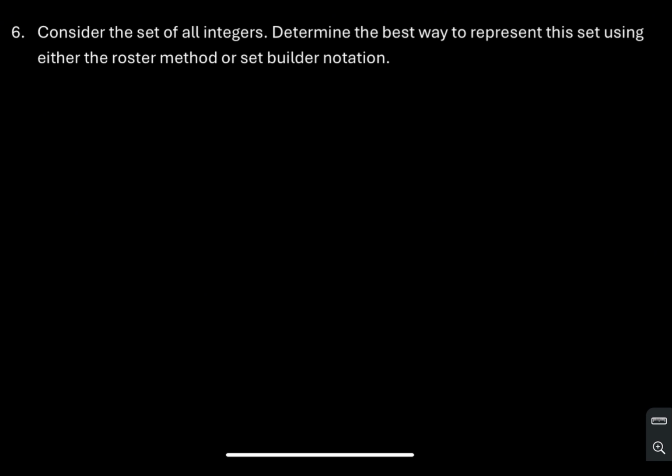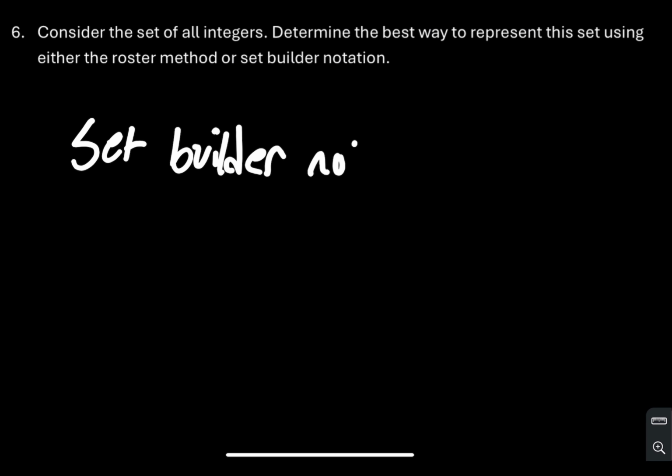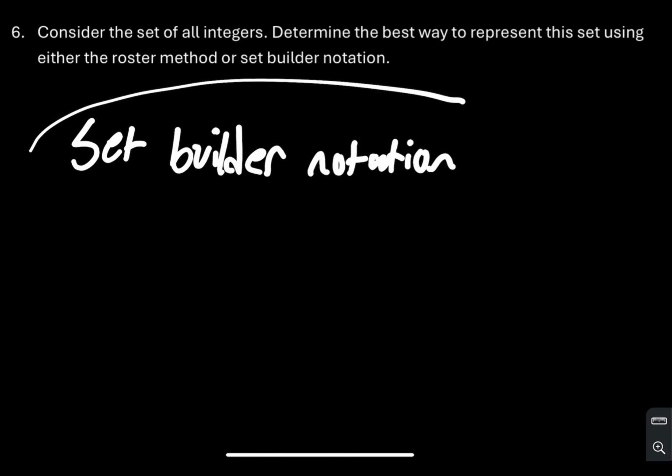Now, for the sixth problem, it says consider the set of all integers. Determine the best way to represent the set using either the roster method or set builder notation. So an integer is going to be a whole number, whether that's positive or negative or zero. So if it's a negative, positive, or zero, that is an infinite amount of numbers. It goes all the way to negative infinity and positive infinity. So since we know that there's an infinite amount of elements in our set, the best way to represent the set would be set builder notation. And that's going to be your answer.